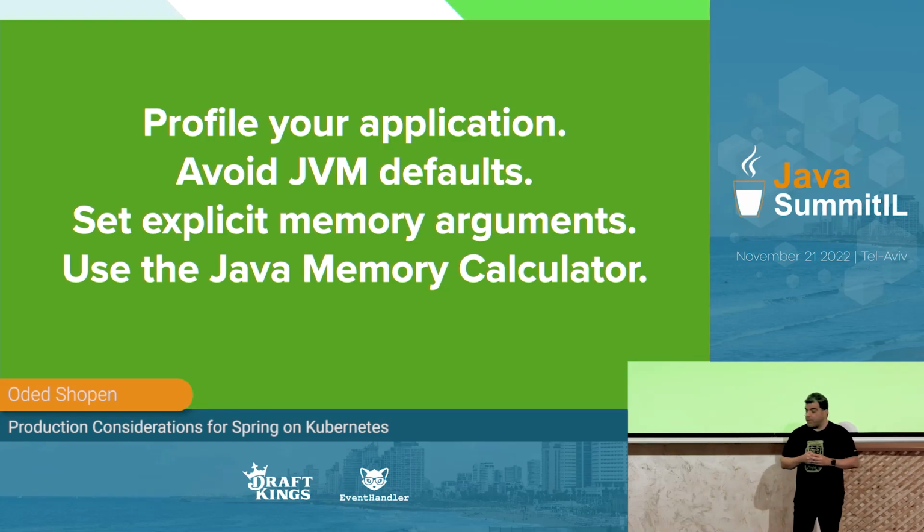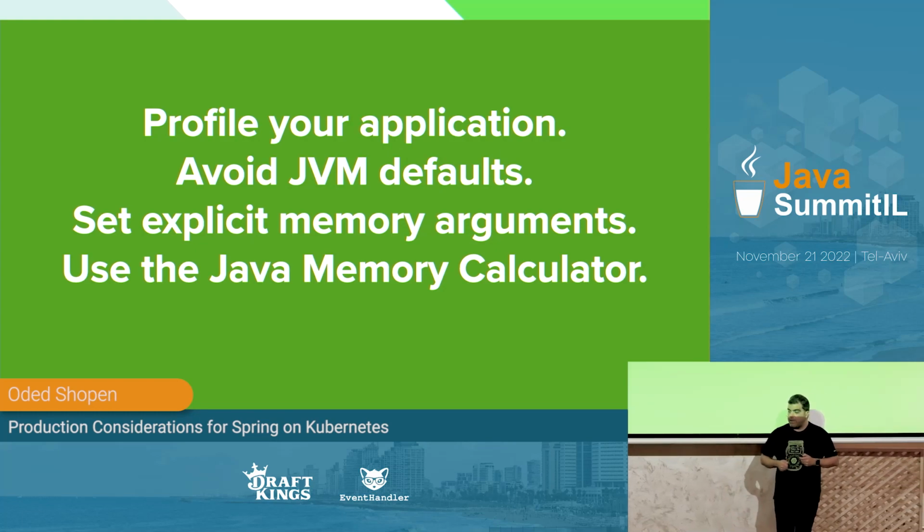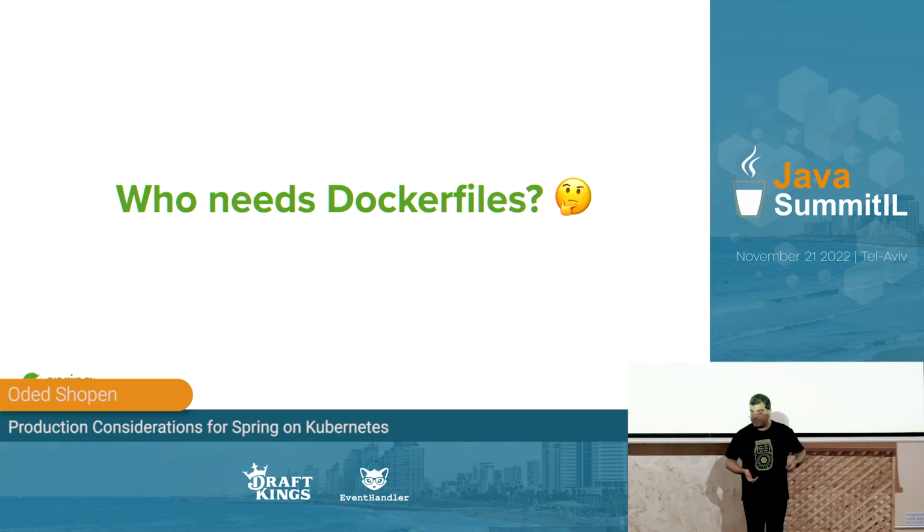There are multiple options to do that. Avoid the defaults when you can, and set explicit memory arguments. The Java memory calculator is a great option for that.